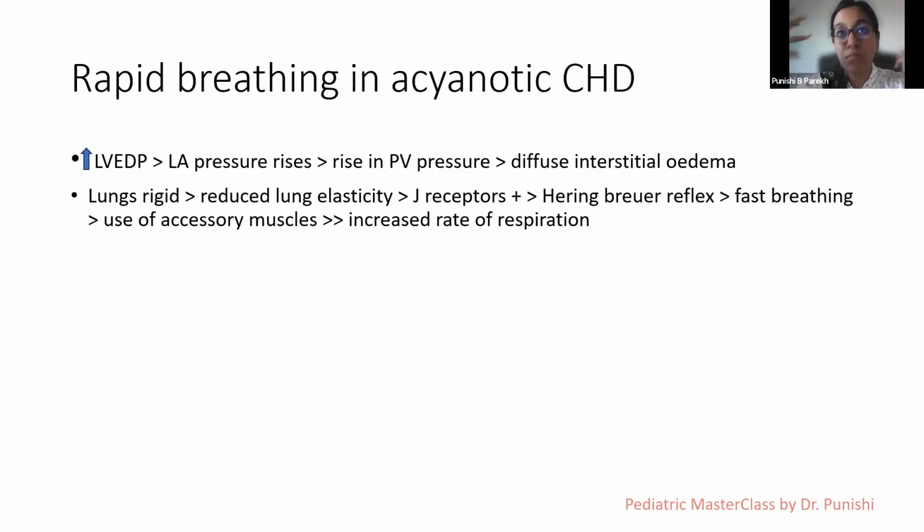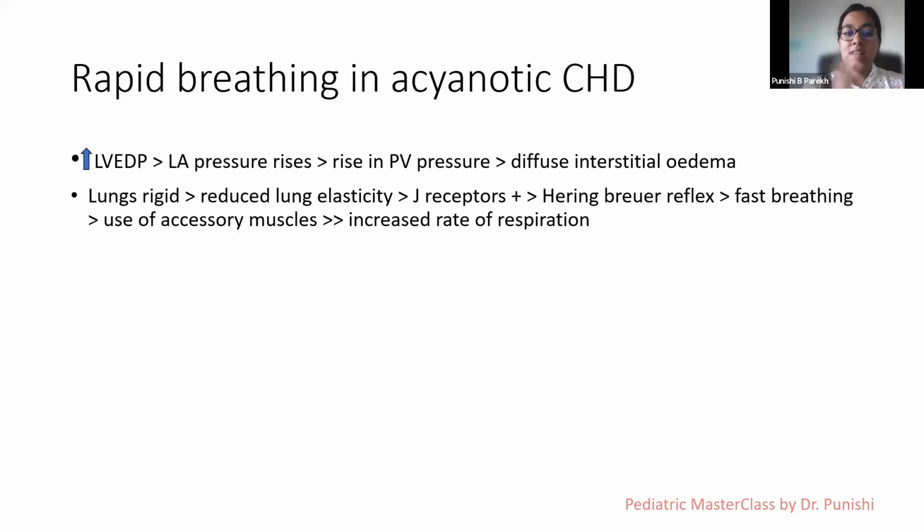there's increased pressure in the left ventricle, right? So there's increased left ventricular end-diastolic pressure. So when you have increased pressure in the left ventricle, that pressure starts getting transmitted backwards. So your LA pressure increases, your pulmonary venous pressure increases. When you have an increase in the pulmonary venous pressure, it results in diffuse interstitial edema, or what we commonly refer to as pulmonary edema. So when you have pulmonary edema, the lungs become very stiff, they become rigid, they lose their elasticity.